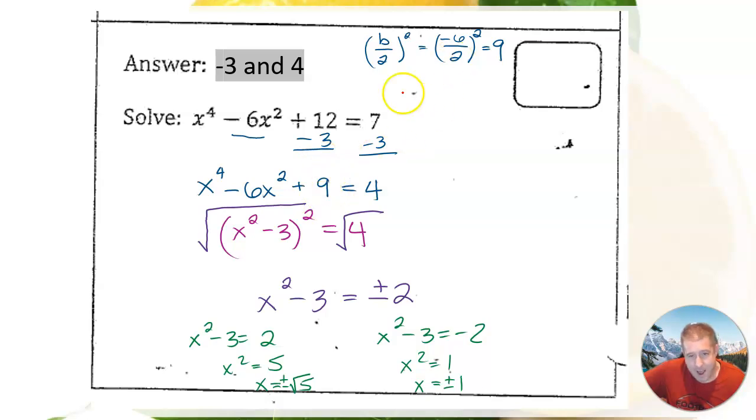Now, I do need it to be 9, and you're probably wondering, how did I know I needed it to be 9? Well, I know that I needed it to be 9 because I used that formula used back in Algebra 1 of b divided by 2 squared. And b happens to be negative 6.